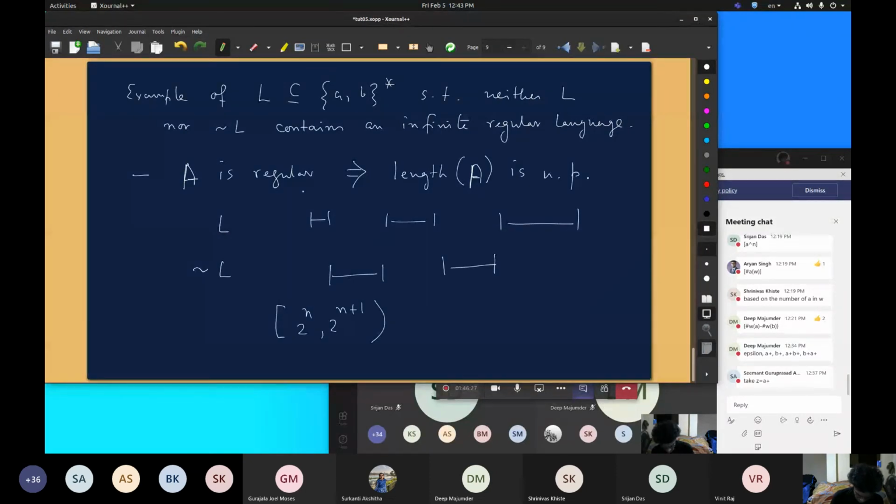So if there is an infinite subset of L or not L, complement of L, then its lengths will have to be ultimately periodic. But if the periodicity is something like P, at one point of time, this gap length will exceed P. So that's the basic idea. So is the hint okay? It's more or less explicit. Yes, sir. Is this fine? Okay, so this is one way of constructing such an example.